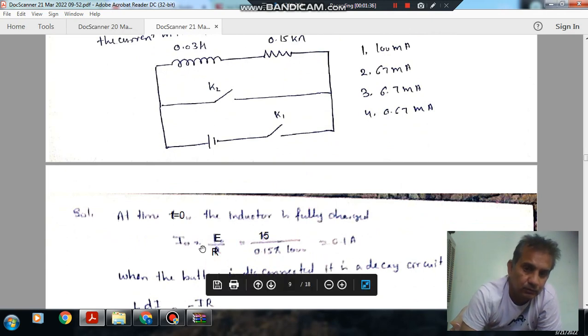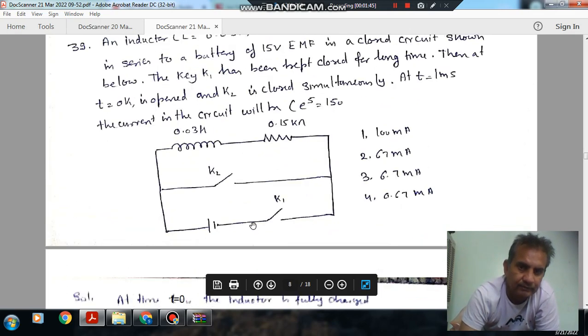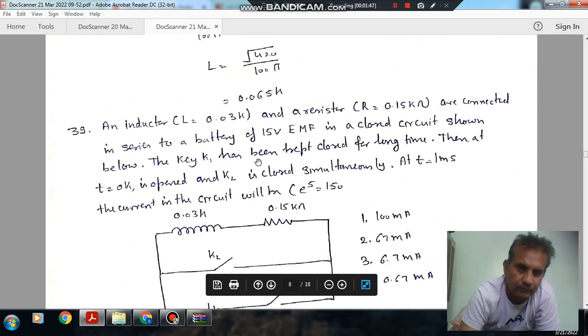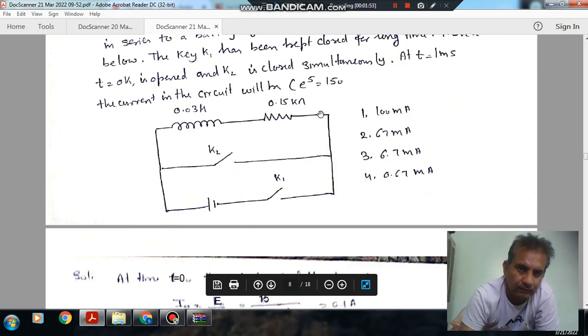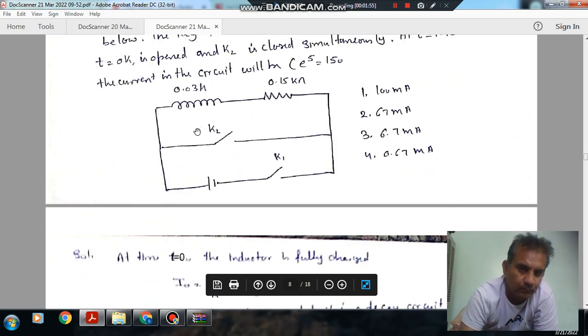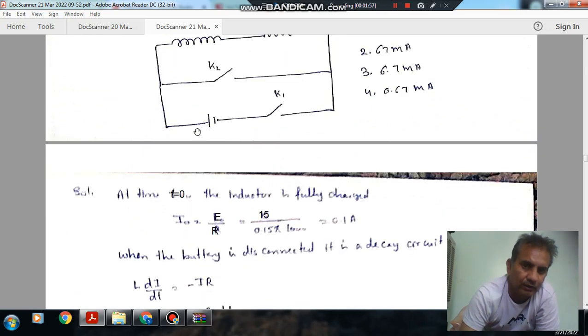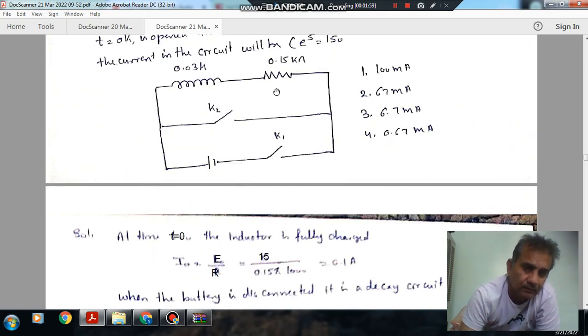The maximum current in the inductor is I equal to E by R, where E is 15 volt and R is 0.15 kilo ohm. So that is 0.1 ampere. The current flowing through the circuit is 0.1 ampere, that is the maximum current. Now when K2 is closed, the discharging process begins.